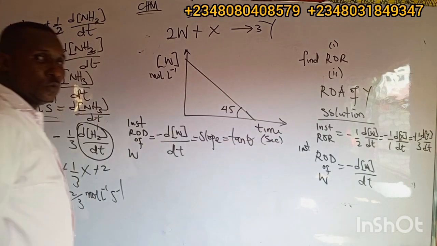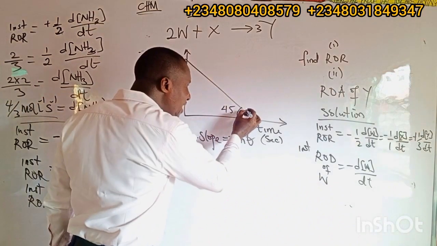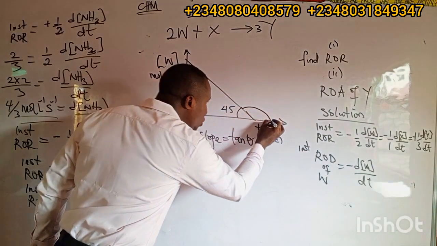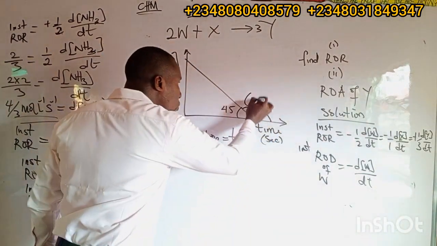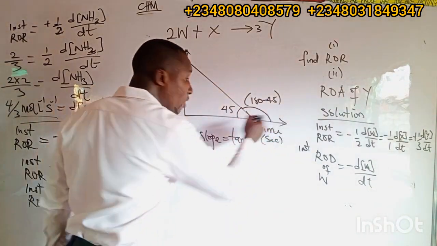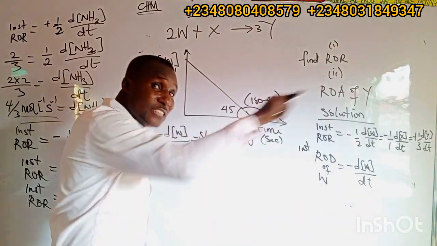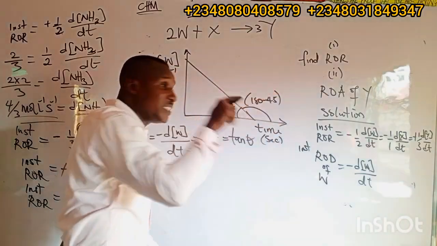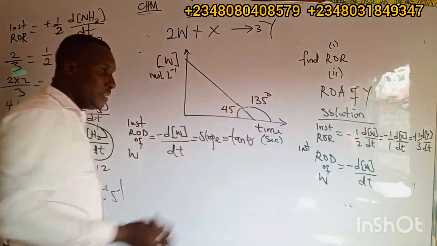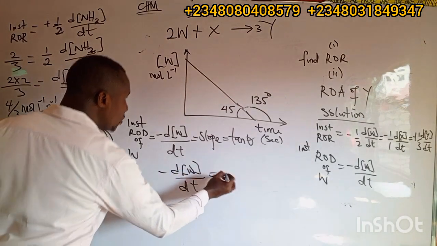Tan theta. We know that. The angle is given here. Which angle are we going to consider? The one in the direction of the positive x-axis, which is 180 minus 45, and that is 135 degrees. This one is not this. It is the one in the direction of the positive x-axis. Therefore, we have -dW/dt equal to what?